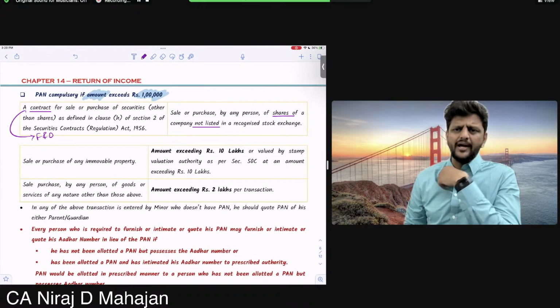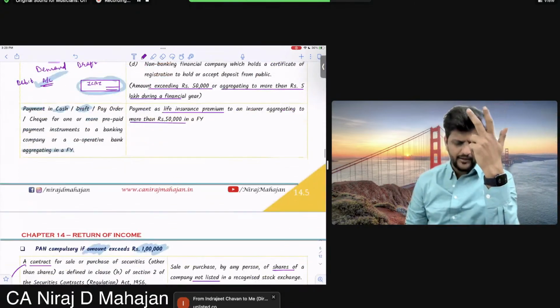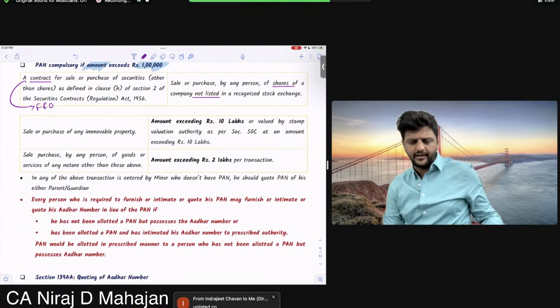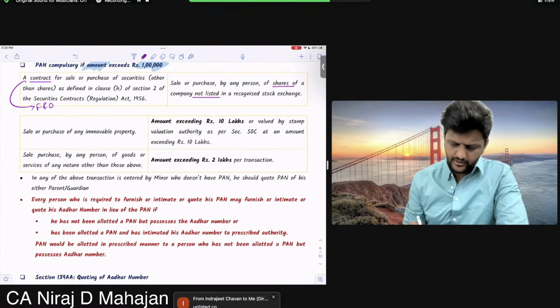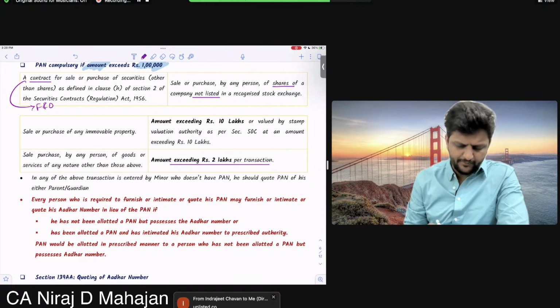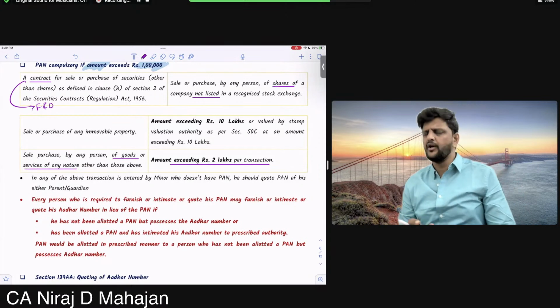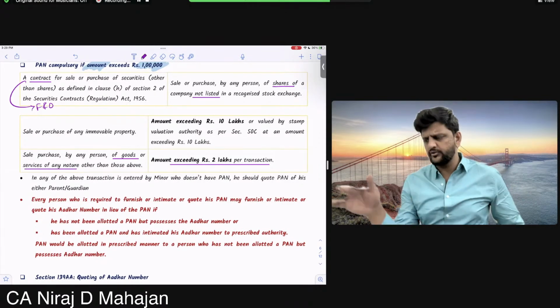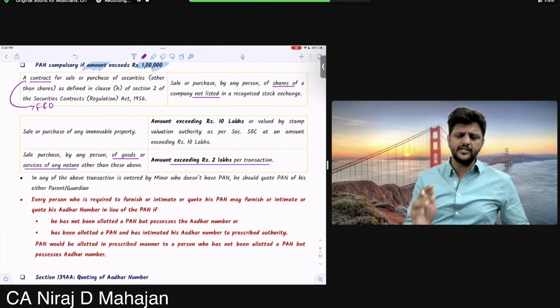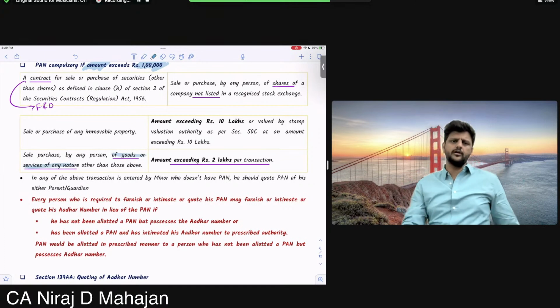What are the limits you had? Cash 50,000, amount 50,000, amount 1 lakh, and but now amount 10 lakhs, check what do you have. 10 lakh and 2 lakh also you have. 1 lakh, 2 lakh also, check. Amount exceeding 2 lakhs per transaction, what do you have? Sale purchase by any person of goods or service of any nature other than those above, whatever, wherever it is not covered in any of the other transactions. If any transaction of goods or service is more than rupees 2 lakhs, you have to take a PAN.